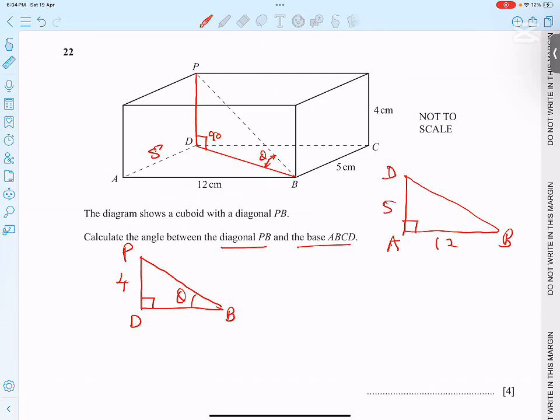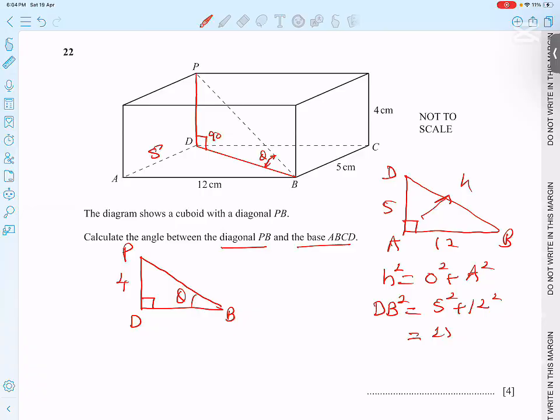I use the Pythagoras theorem, that is hypotenuse square equals opposite square plus adjacent square. In front of this is the hypotenuse, so that is unknown. So DB to power 2 equals 5 to power 2 plus 12 to power 2. 25 plus 144 will give you 169. If we take the root of 169, actually it is 13, so DB is 13. So here I'm copying 13.